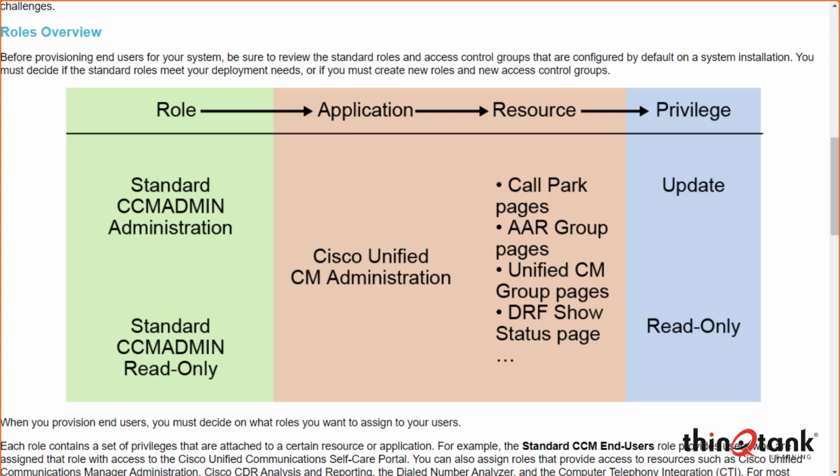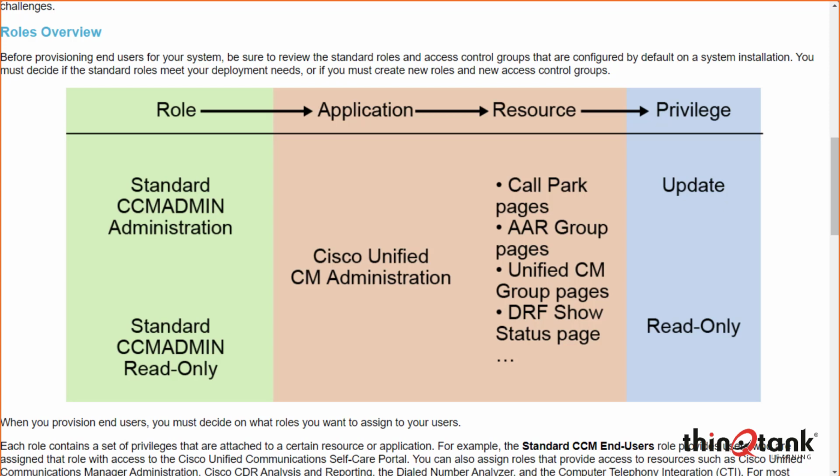All right. The end user administrative roles, like I said, we have standard CCM end users. That would provide a user with access to things like the self-care portal. The self-care portal allows the end user to manage their phones or their endpoints. And we can also provide CTI access if we do the standard CTI enabled role. It takes a little bit of getting used to. When you define end users, there are some roles that are already assigned to the user by default. And then you can customize that on a per user basis.